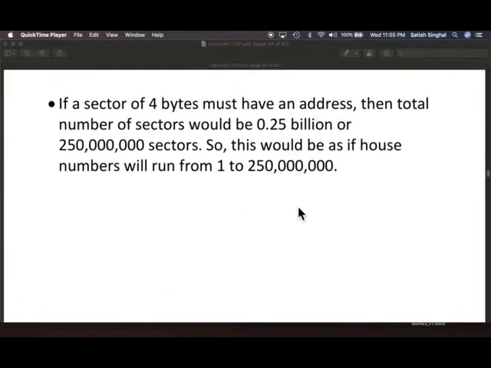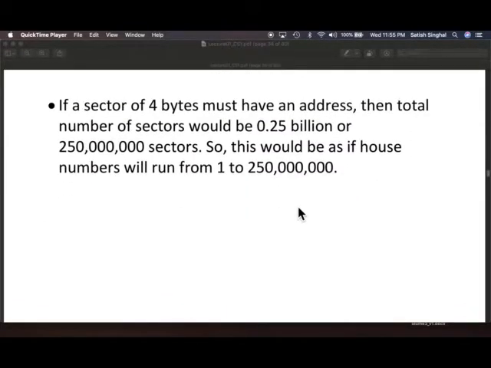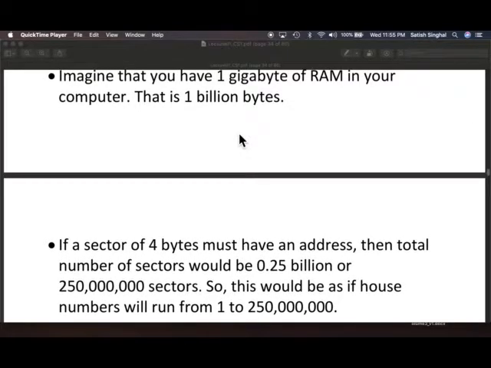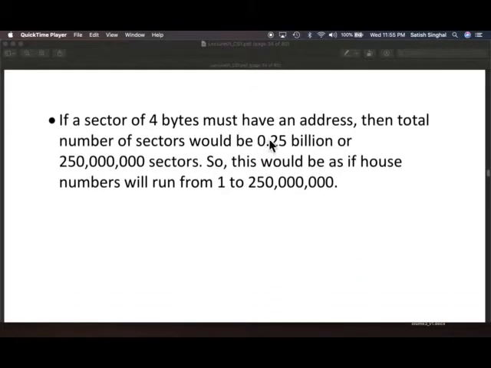So if each sector is 4 bytes, and each sector should have an address, then the total number of sectors in 1 billion bytes will be 1/4 billion, or 0.25 billion, or 250 million sectors. And if you compare that with housing addresses, it will be as if house numbers run from 1 to 250 million.